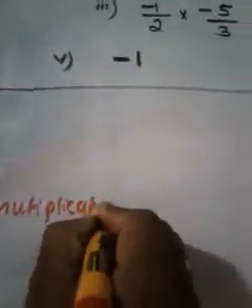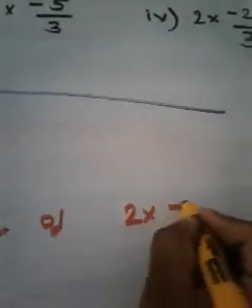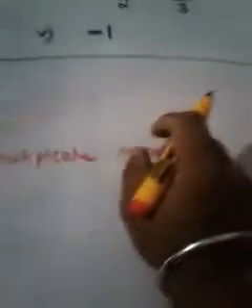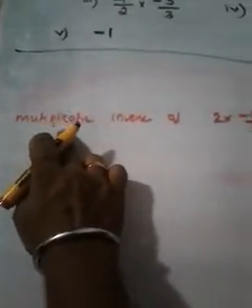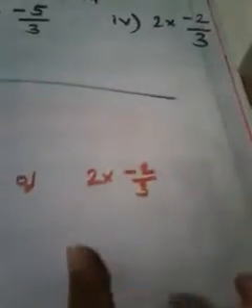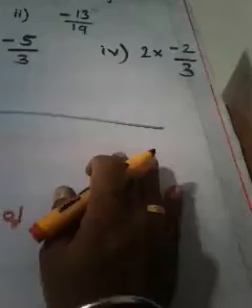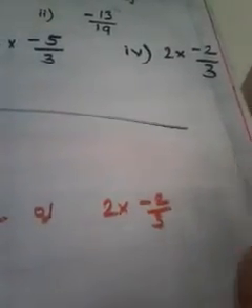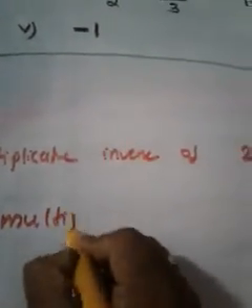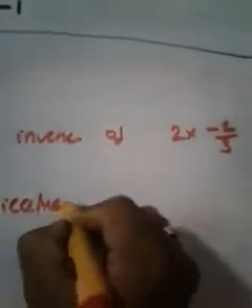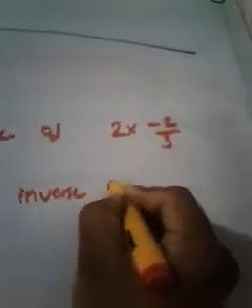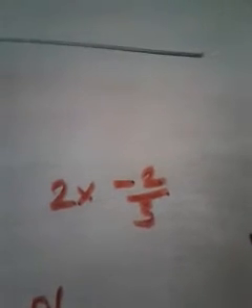Calculate the multiplicative inverse of 2 into minus 2 by 3. See, listen. My question is the multiplicative inverse of 2 into minus 2 by 3. As I told you, this question is not simplified. If the question were just 2 by 3, we would take the reciprocal, 3 by 2, and that's enough. But this question is not simplified as 2 by 3 and so on. So I have to simplify it first. How can we simplify? I am going to rewrite the question as the multiplicative inverse of 2 into minus 2 by 3.